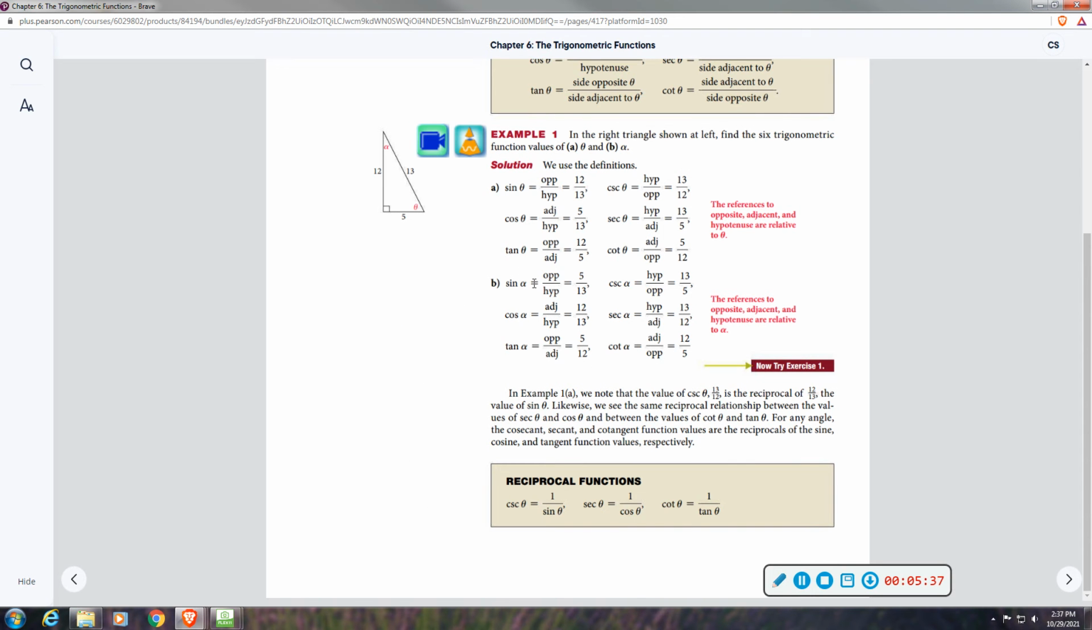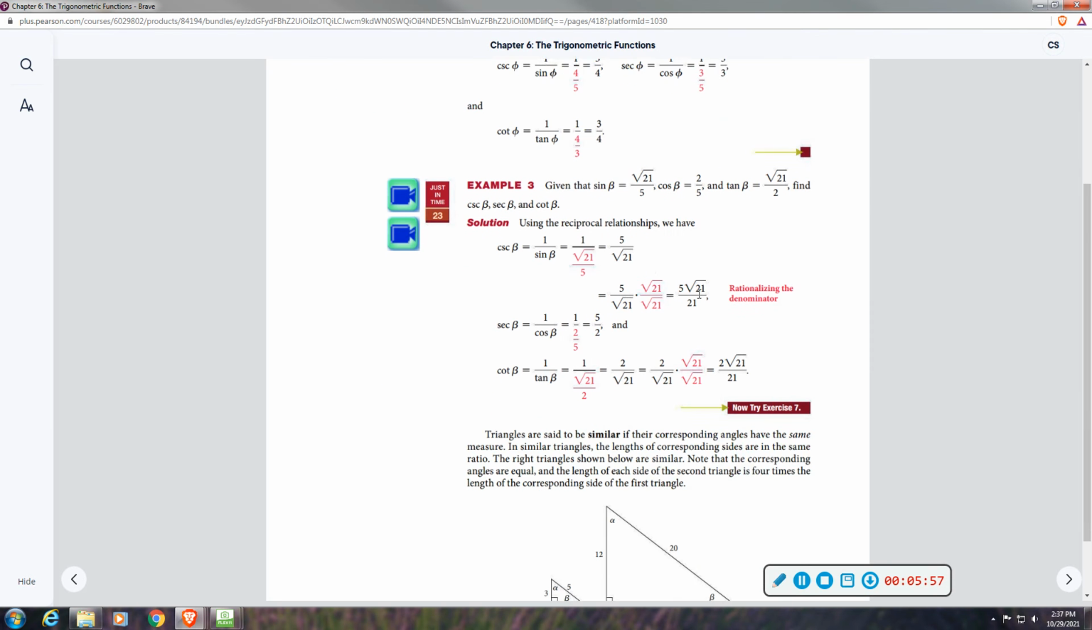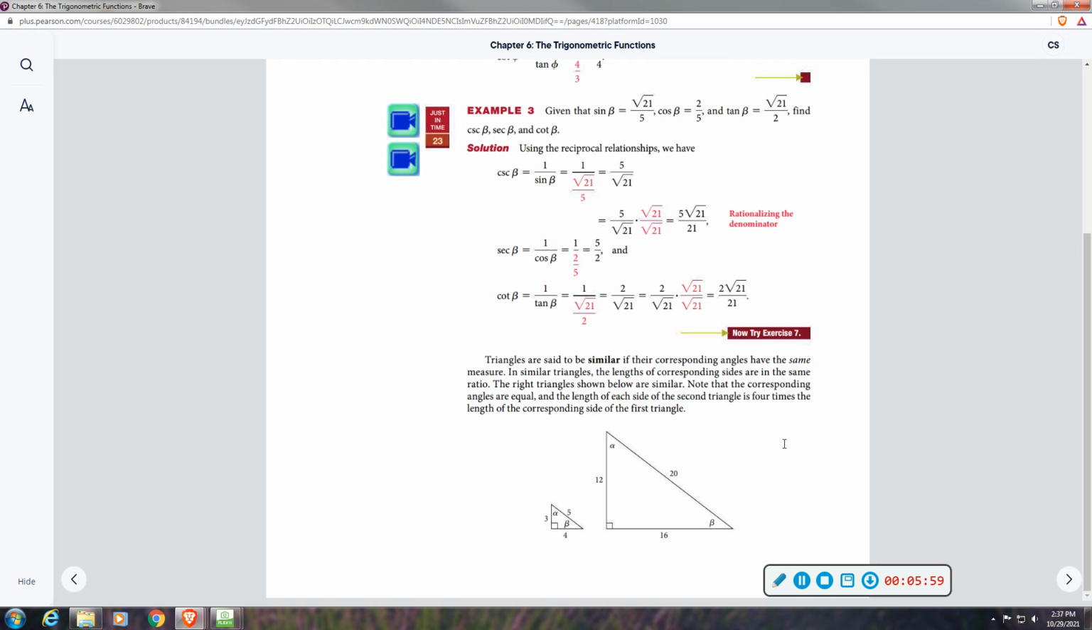So you'll be given a right triangle. First thing we're going to want to do is label the trig functions according to opposite, hypotenuse, and adjacent sides. You have the reciprocal functions here. Again, me mentioning that each function can be written in terms of sine or cosine. And then you have several examples that they go through and show you.